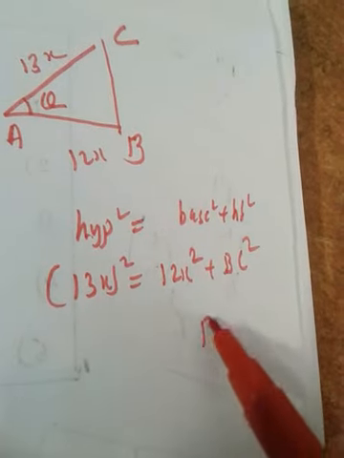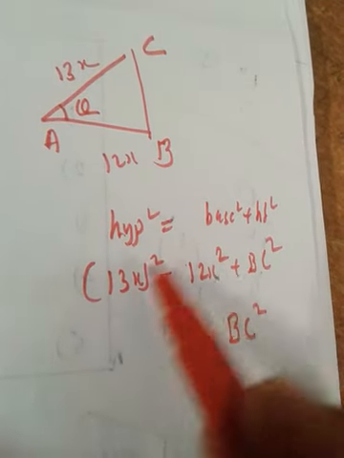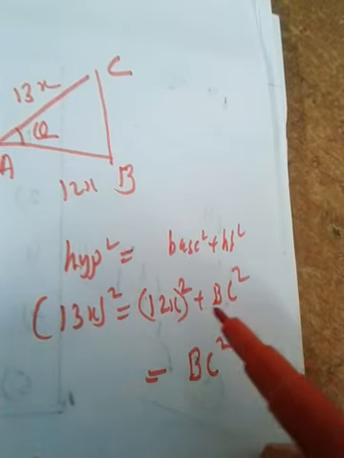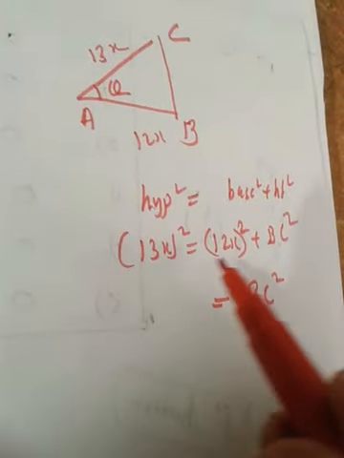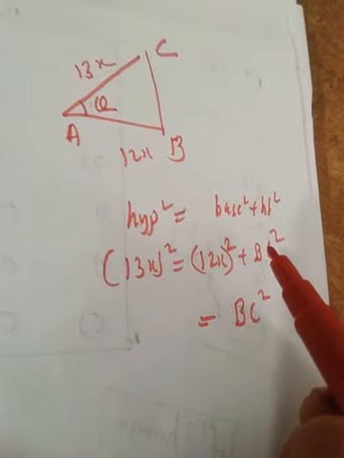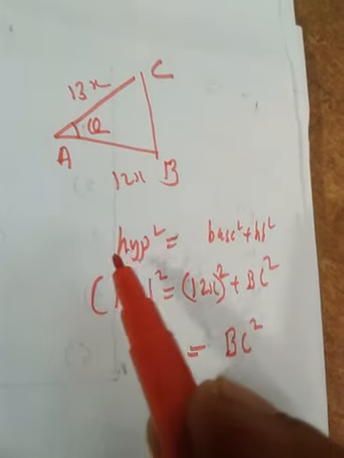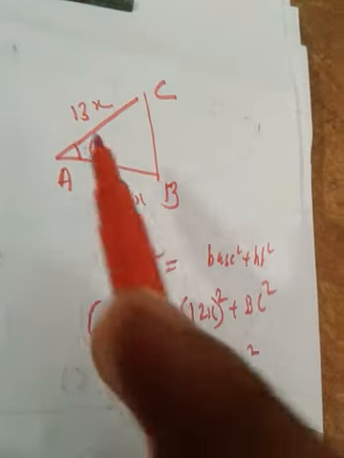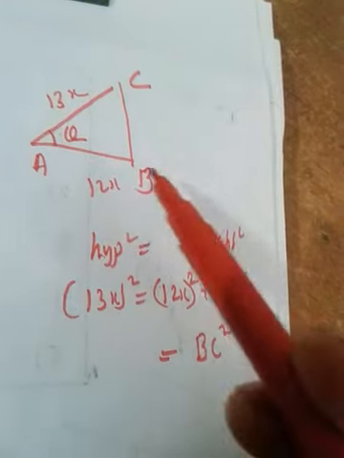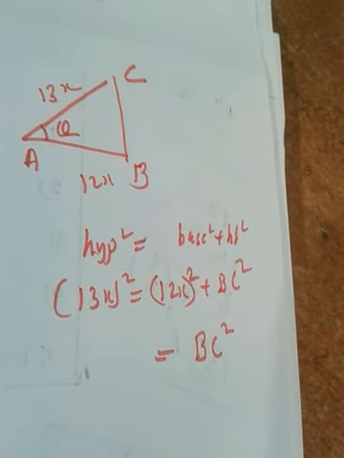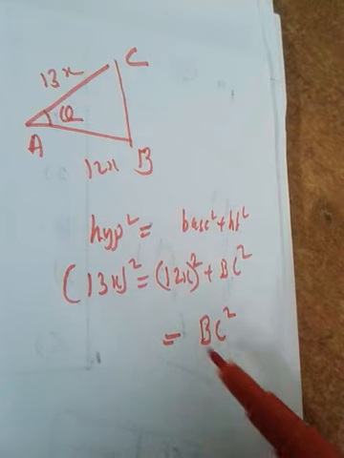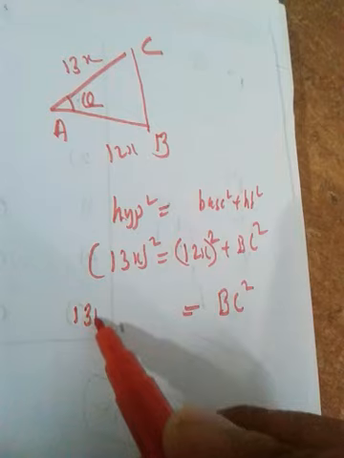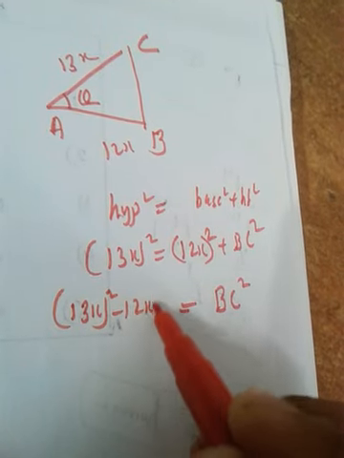Now just see, on the right side just maintain BC square as it is, then take this 12x square to the left side. Oh, see, I forgot to give a bracket. You must give a bracket. Okay, then 13x square. So what I did, first of all I wrote hypotenuse square is equal to base square plus height square. Then according to the figure, hypotenuse is 13x, base is 12x, and height is not given, so I wrote it as BC square. Then BC square maintained on the right side and take 12x square to the left side, so it becomes 13x whole square minus 12x square, no?